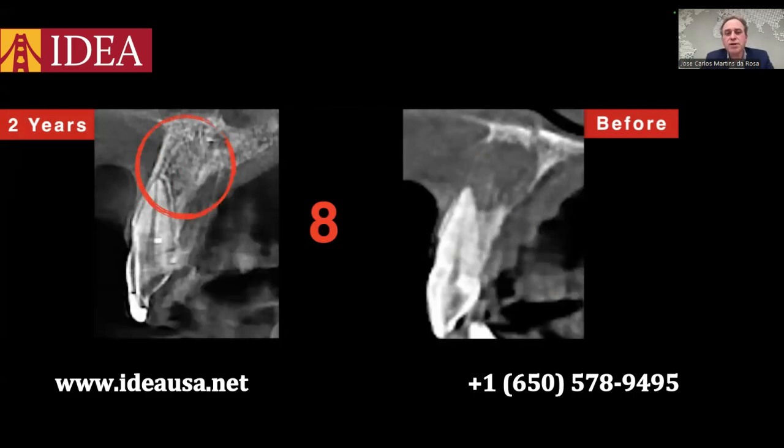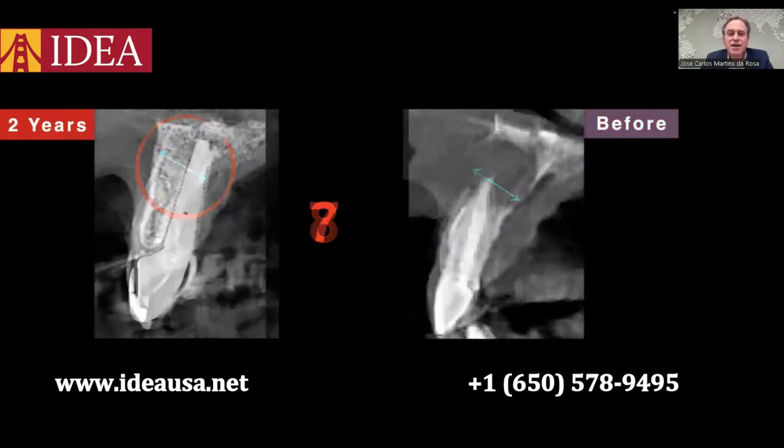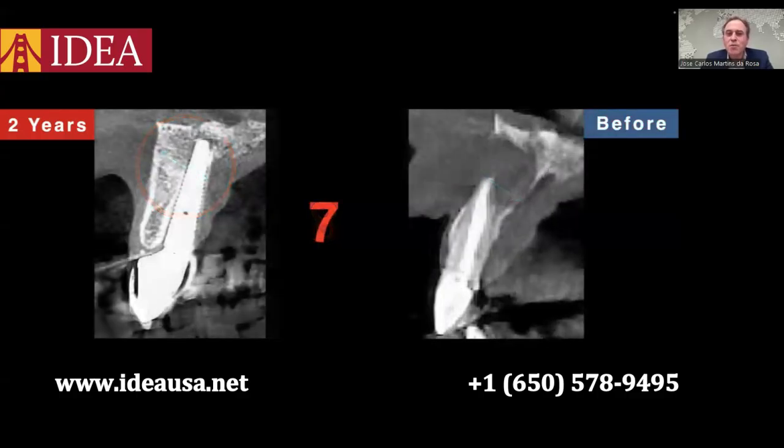And I will call attention to the maintenance of the bone graft, completely stable beyond the apex of number 8, and the maintenance of the thickness of the bone graft as well. And how about number 7? Look at the thickness of the new buccal wall, completely remodeled and still stable.